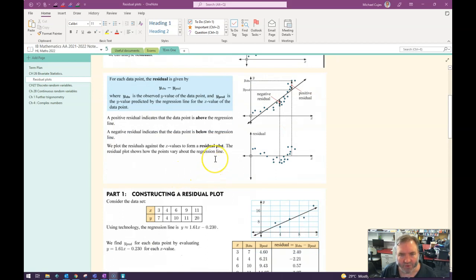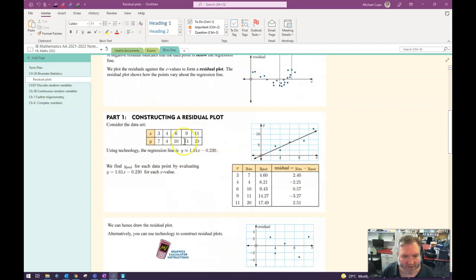What we're looking for, hopefully if we have a good model, is that there's no particular pattern in the residuals. In this example here, you can see the residuals initially start above, then they're all sort of grouped below in the middle, then they're above again. That's suggesting that maybe a linear model isn't the best model for that particular set of data.